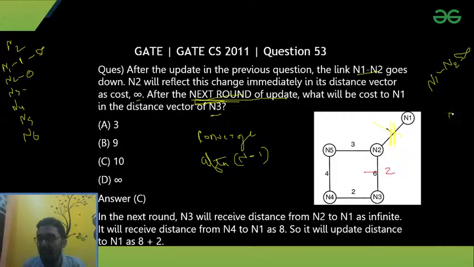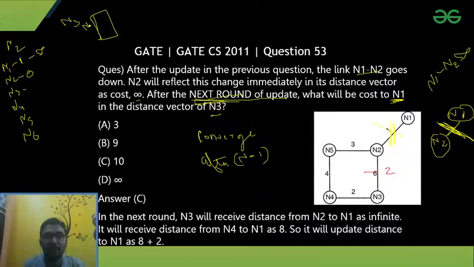As we can see, N1 was connected to the network with this link N1 N2. If this link broke down, there is no way to reach N1. So if they told us in the question that after the convergence, what will be the distance vector of N3, the cost to N1, they are actually asking the value of N3's distance vector, what will be the entry for N1. What is the cost to reach N1 from N3? If they ask about the convergence state, then it will definitely be infinity because there is no path possible to reach N1.